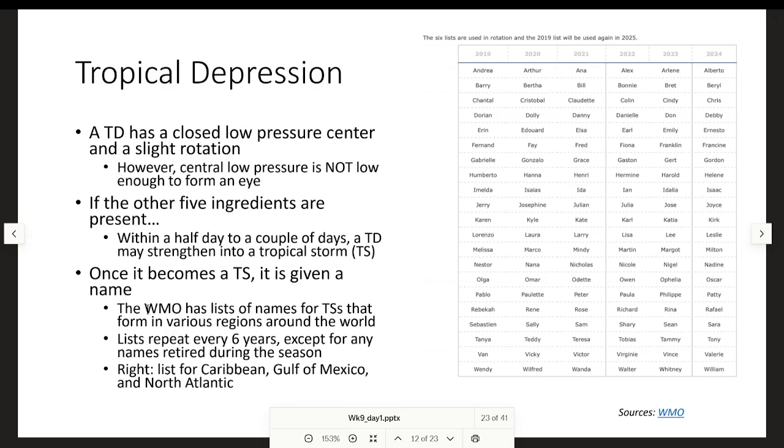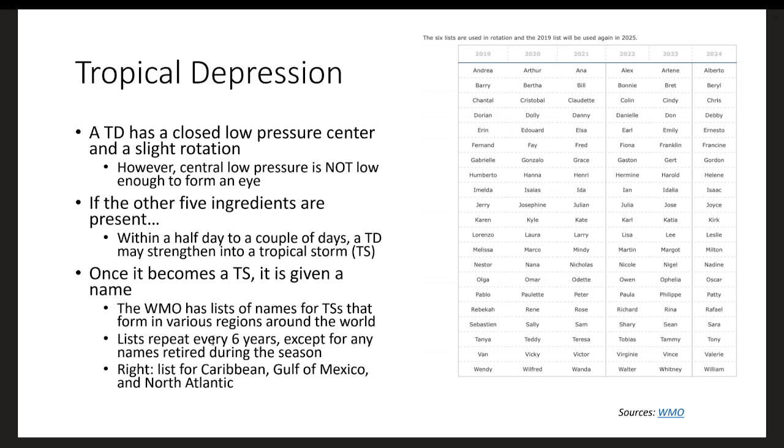And this WMO, the World Meteorological Organization, they have lists of names for various regions around the world. So these are just the Atlantic hurricane season, but they have a different list of names for the Pacific. And this list repeats every 6 years, except for names that have been retired. So, like, there's never going to be another Hurricane Katrina. There's never going to be another Hurricane Sandy. They retire names when there's been a strong storm.